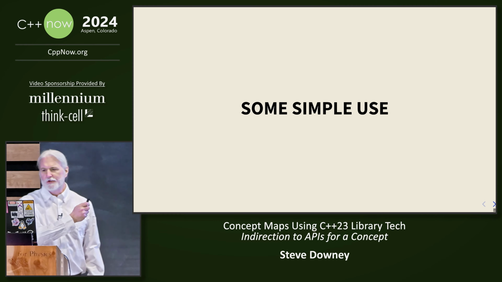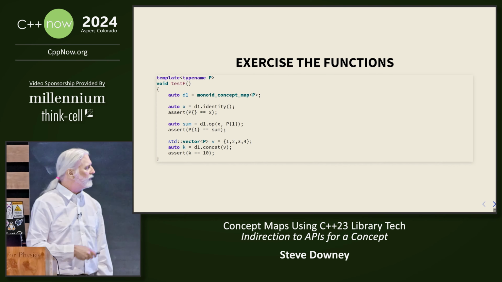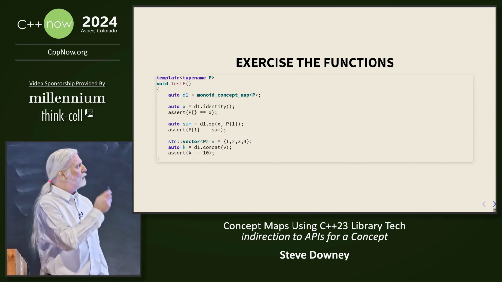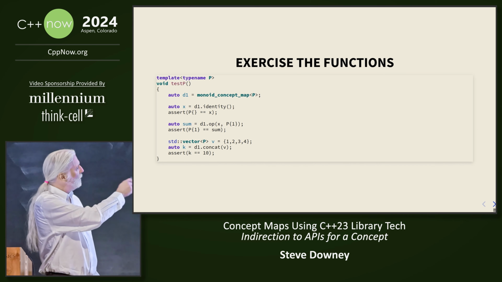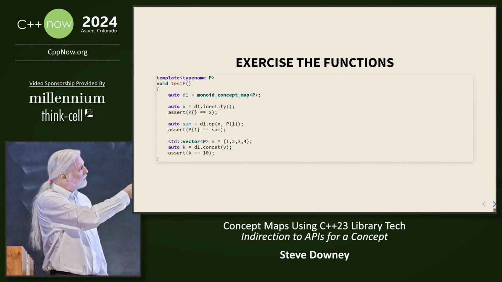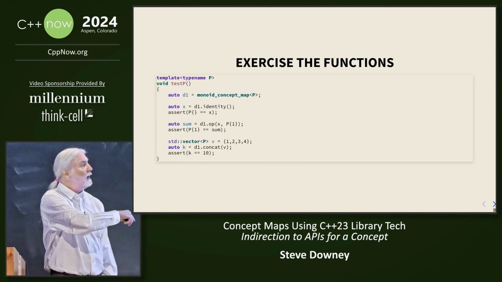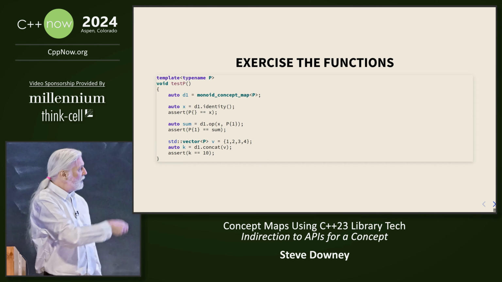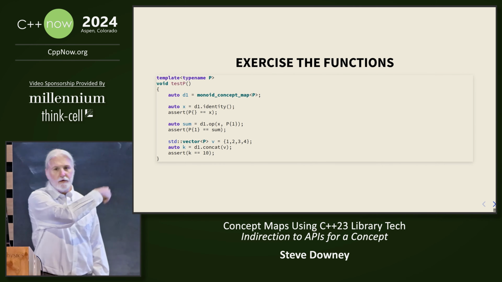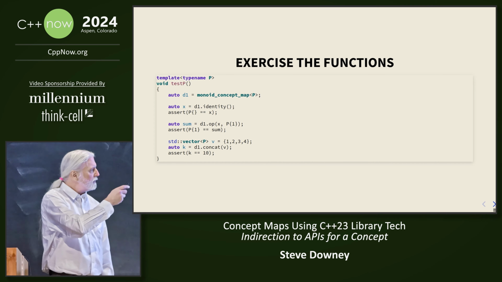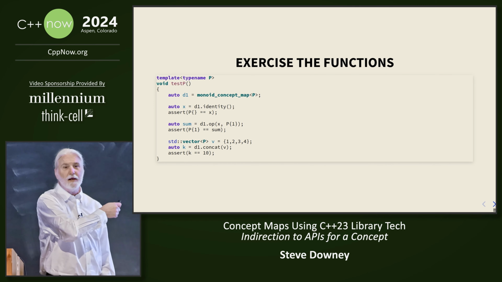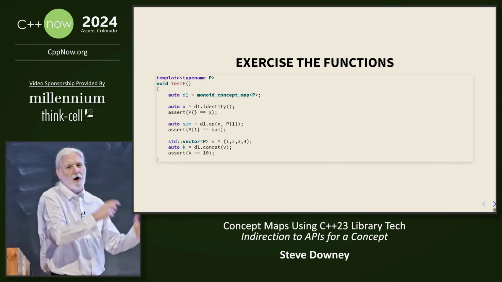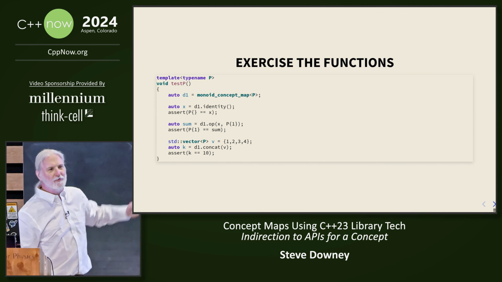Here's some simple uses, just some exercising of this. I've got a generic test function. I don't remember why it's P, but whatever. We find the monoid concept map for the type that's coming in, and call identity, op, and concat on these, and get the expected things out. I'm making an assumption that I can get conversion from integers to whatever these are, but this is slideware to give some flavor.